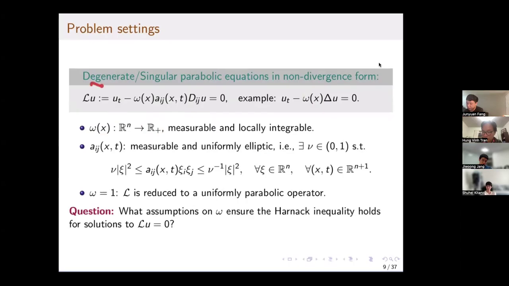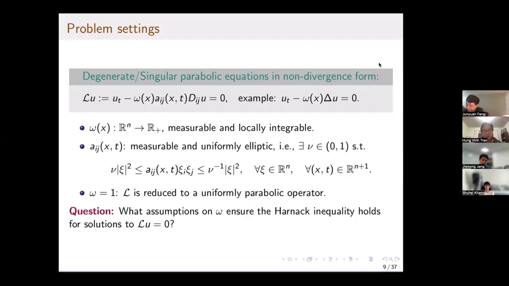So this is called degenerate or singular because if we take the product, this term doesn't satisfy the uniform ellipticity anymore. Another remark is that if omega equals 1, this L is reduced to a uniformly parabolic operator. So a natural question is what assumption we put on this omega so that the Harnack inequality holds for the solution. Okay, that's our motivation.